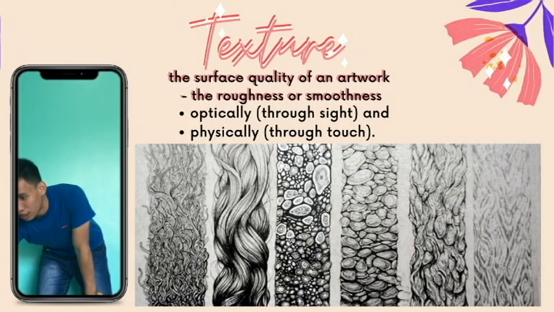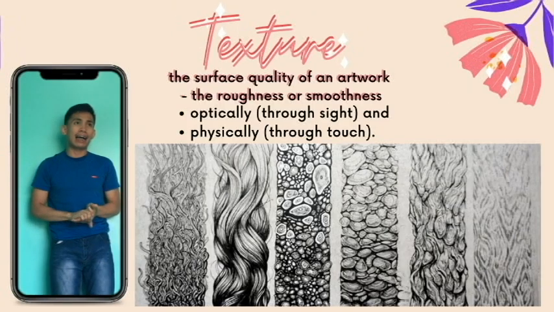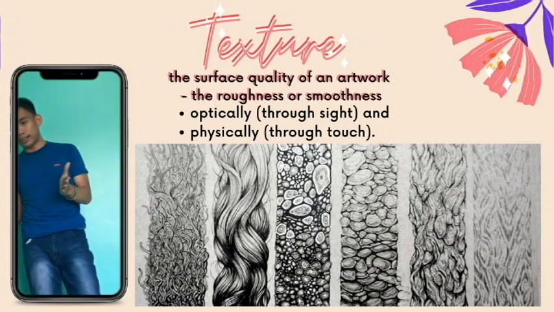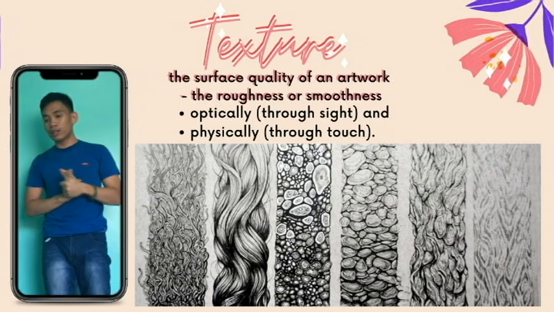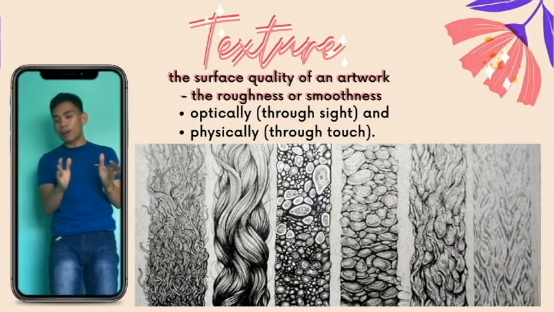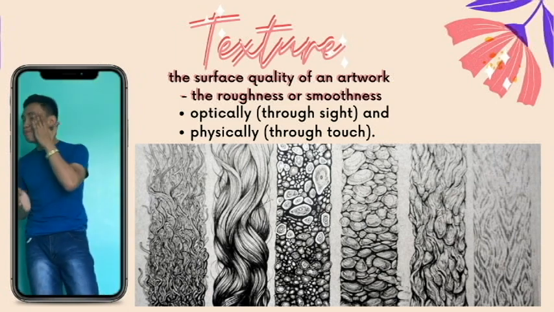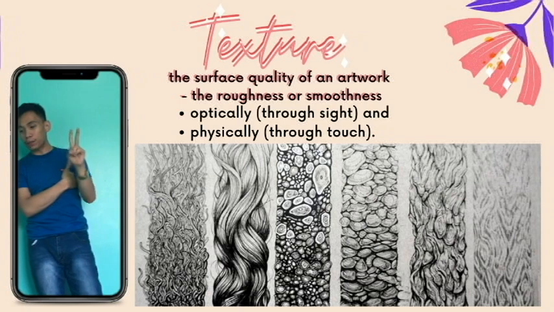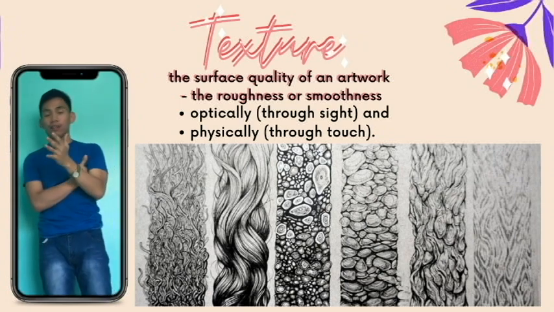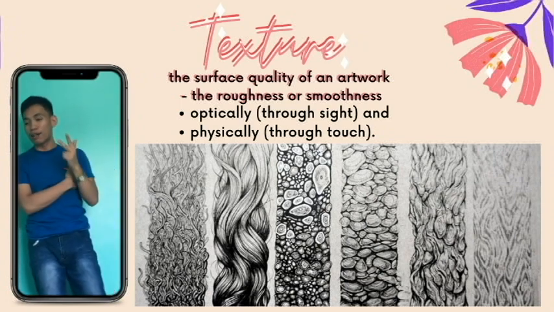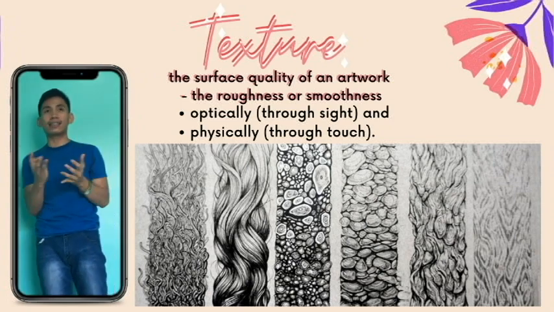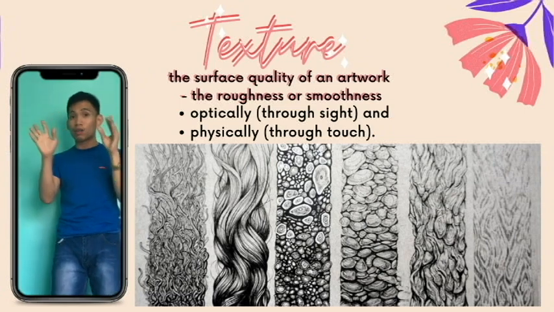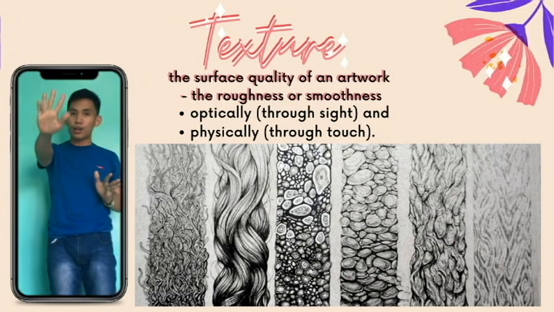Next is for the texture. I hope you have preconceived ideas as to what texture is. Texture is the surface quality of an artwork or the roughness or smoothness of the art itself. There are two ways, optically or through sight, and the second one is physically. So you can also sense the texture of a thing if you are just using your eyes or using your senses or your hands.